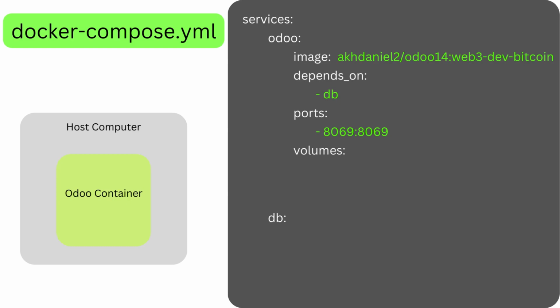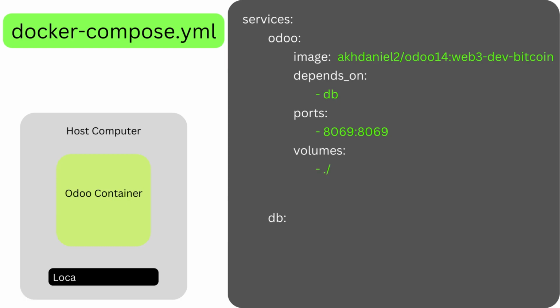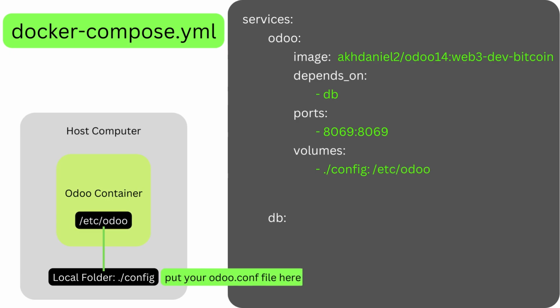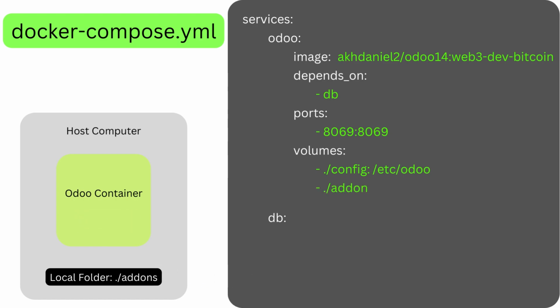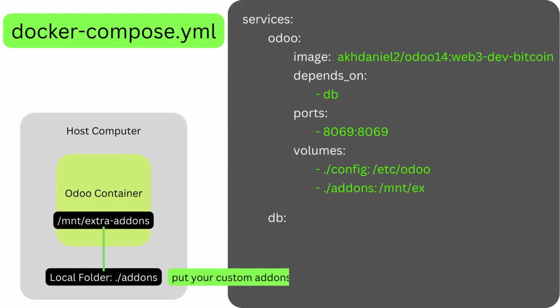Next, we define the volumes needed by the Odoo service. The first volume, the local host folder called config, is mapped to our Odoo configuration file, so that it will be persistent on the host file system rather than inside the container. The second volume, the local host folder called add-ons, is mapped to our Odoo custom add-ons, so that when we need to add or upgrade custom add-ons, we don't have to go inside the container, and it will be persistent on the host drive.